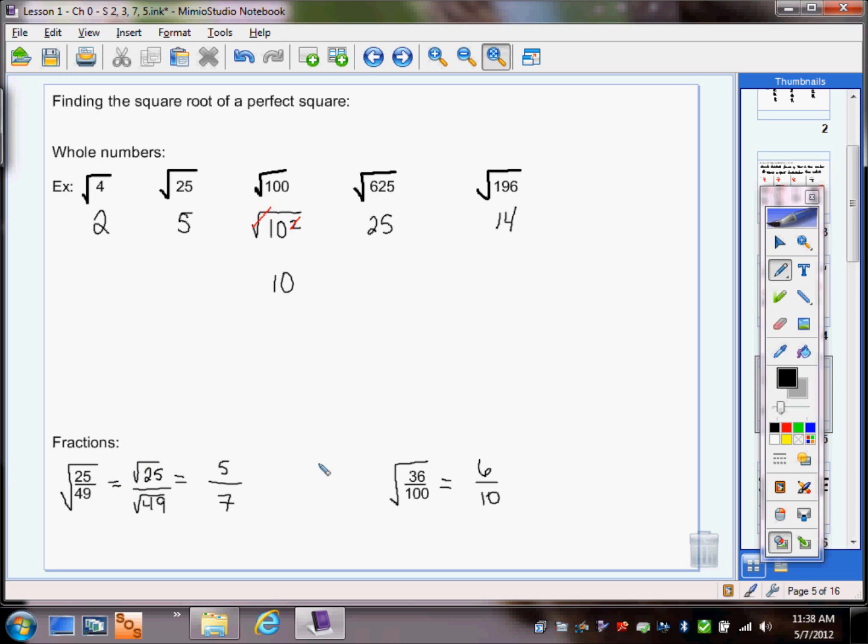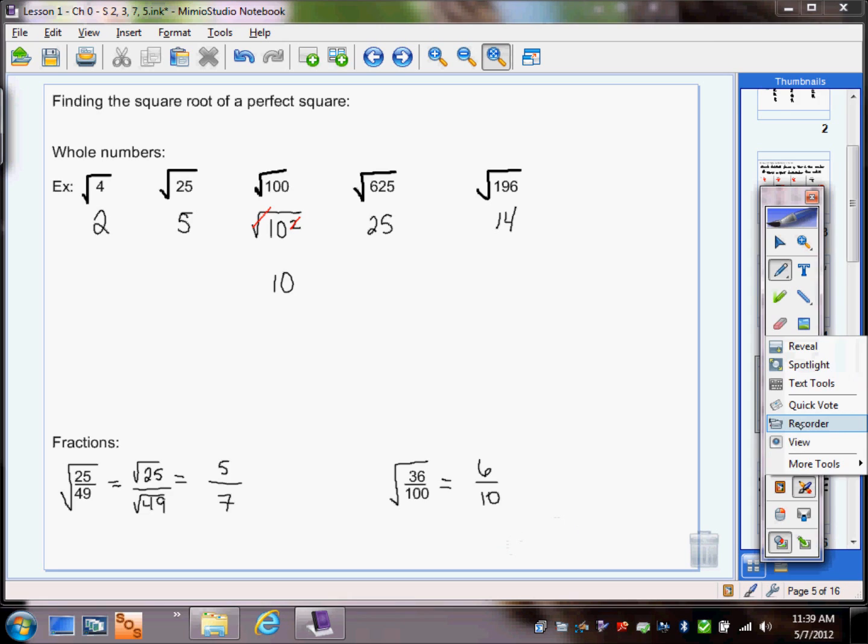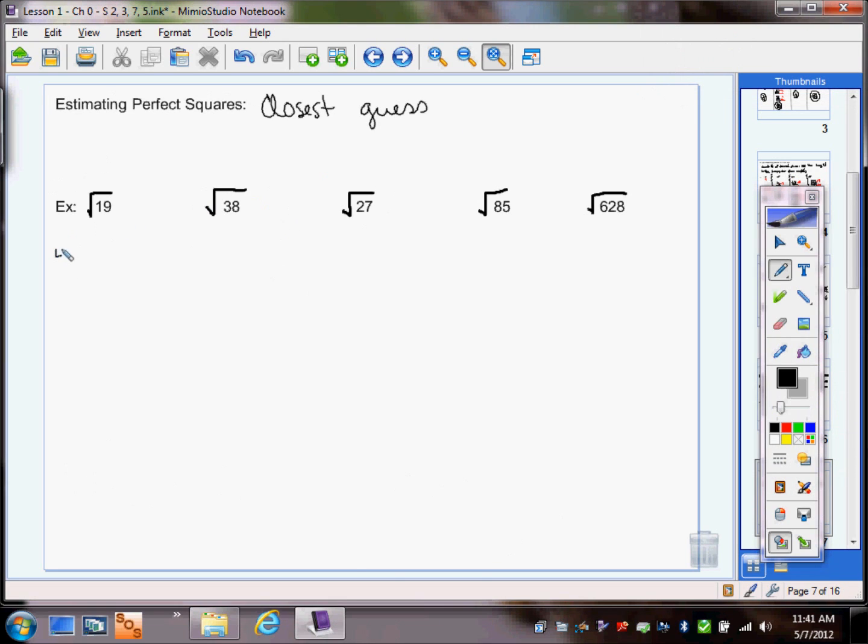You take the square root of the numerator. So you don't have to write all that down. Yeah, you don't have to write it all down. You just look at the 36, take the square root of it, look at the 100, take the square root of it. Okay.